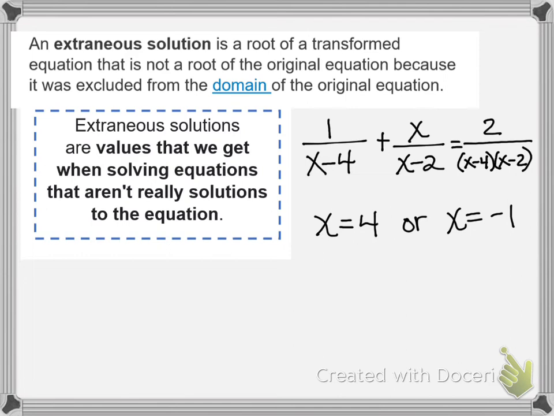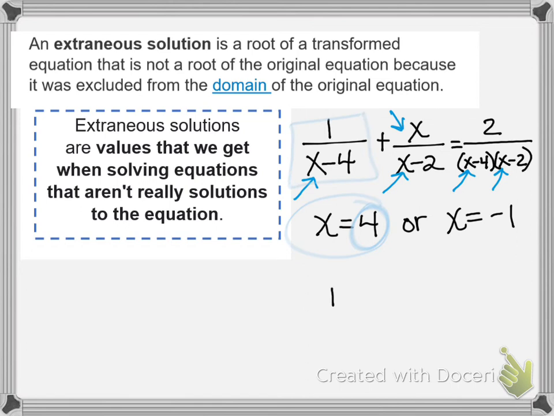All right, so let's start by checking x equals 4. So what I'm going to do is take that value 4 and look at my equation. I'm going to say, okay, if I were to replace the x's with the number 4, is there any instance where a denominator would become 0? Well, yes, there is, right here. And once I see it happen once, I can stop checking.